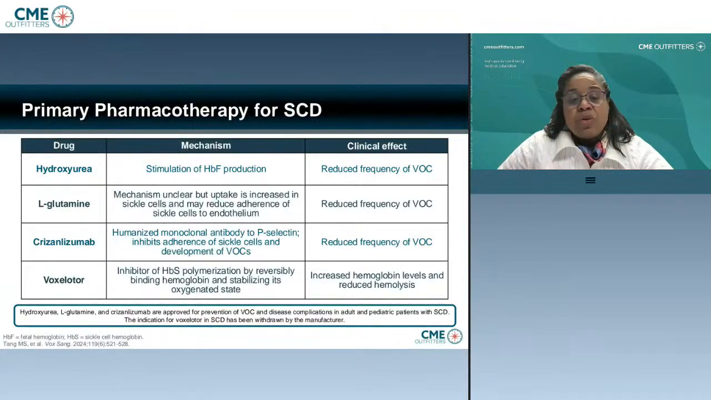Crizanlizumab, which is a humanized monoclonal antibody to P-selectin, works by inhibiting adhesion of not only sickle red cells, but also white cells and platelets, and by that decreasing the development of VOC. This is an intravenous medication that has to be given every 4 weeks and has proven in a significant number of patients to improve their well-being and decrease the frequency of vaso-occlusive episodes.